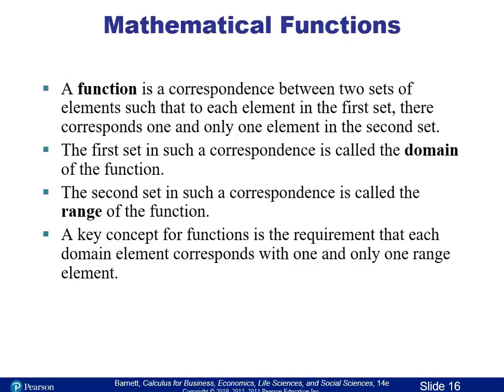So if we're looking here, the definition of a function is a correspondence between two sets of elements such that to each element in the first set, there corresponds one and only one element in the second set. Basically what that's saying is that we can't have one element in the first set assigned to two things in the second set. And you'll see what I'm talking about in a minute. The first set is your input values, so to speak, and those refer to the domain of the function. And then the output is the second set, and that's called the range of the function.